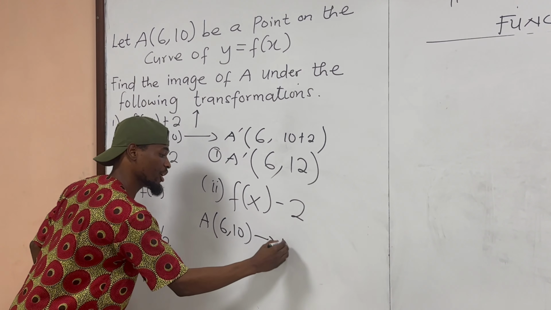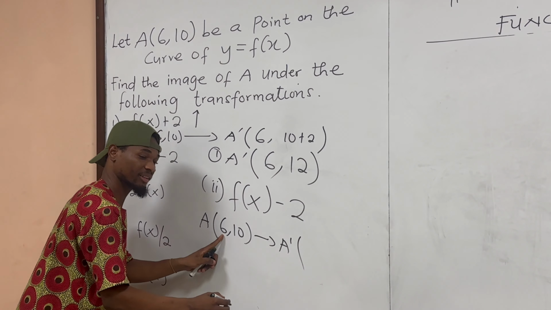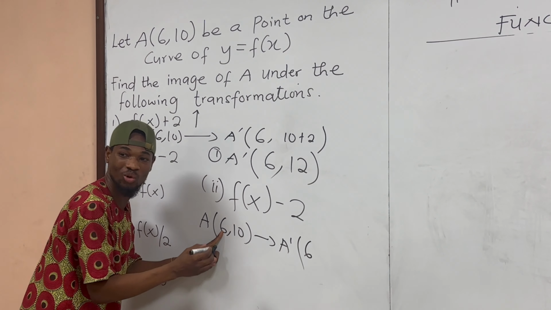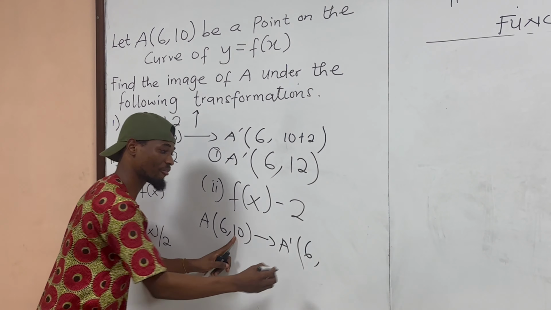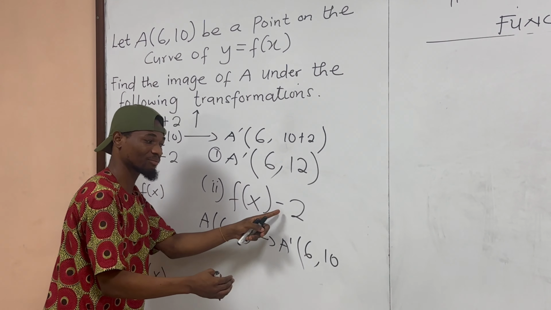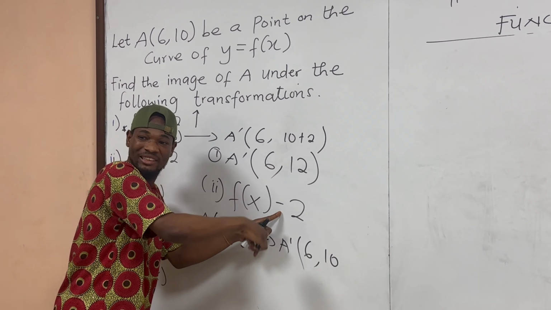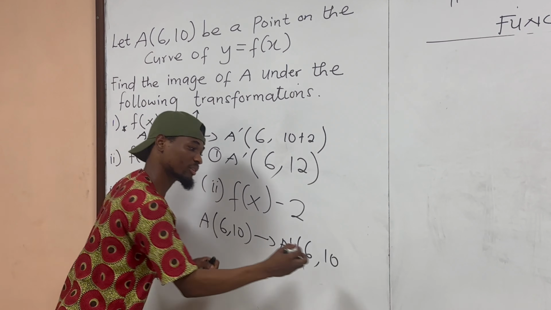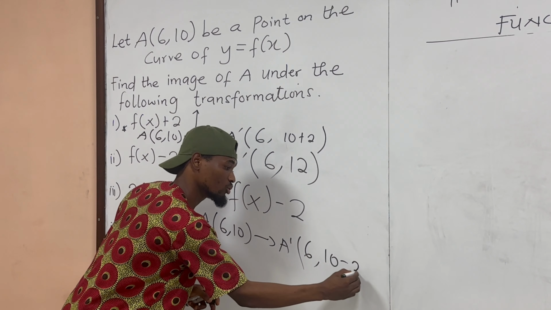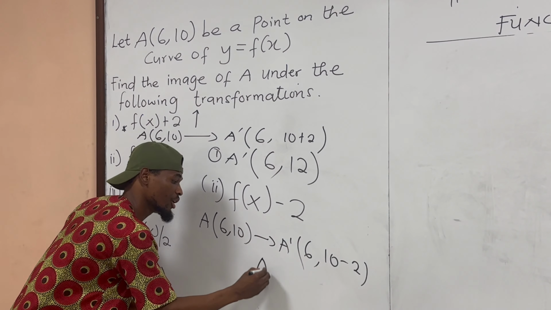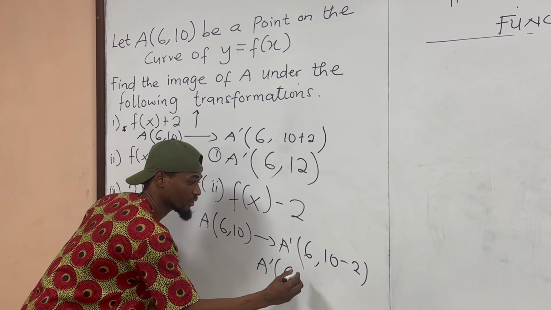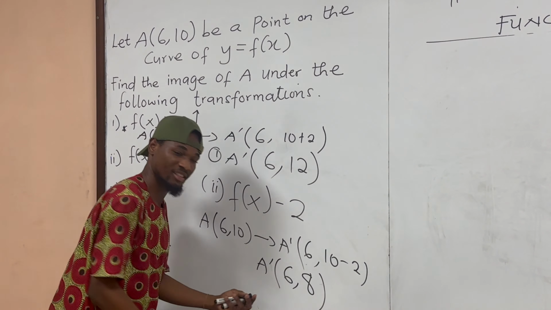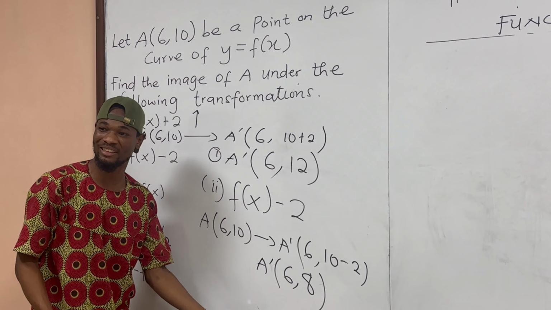So I have A prime, then 6, the x coordinate remains constant. Then comma, what do I have? I have 10 over here. But because it's moving vertically downwards, there's going to be negation, minus 2. So I have A prime, then 6, comma, then I have 8 this way. See how simple it is.